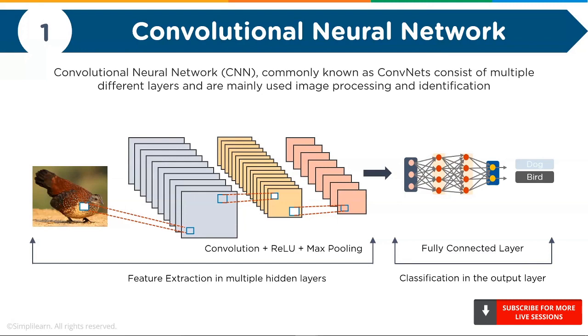Here is an example of classifying a bird based on its features. As you can see, the network uses the convolutional layer, then performs ReLU as well as max pooling operations to extract features through multiple hidden layers. Finally, using a fully connected layer, the convolutional neural network classifies the image, which is a bird.